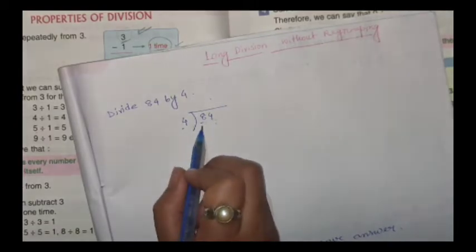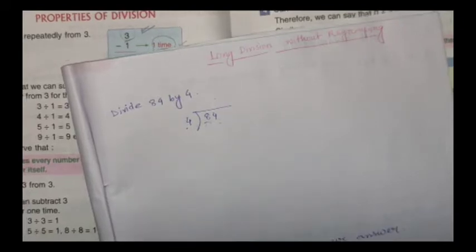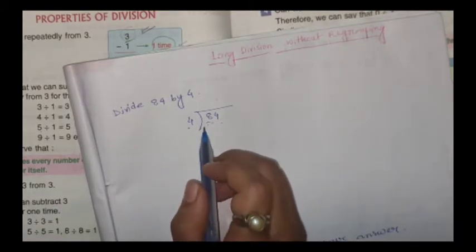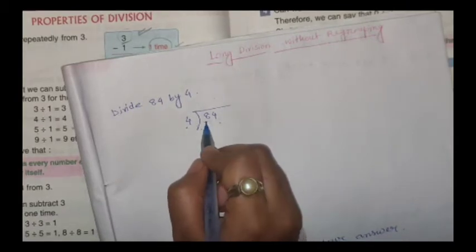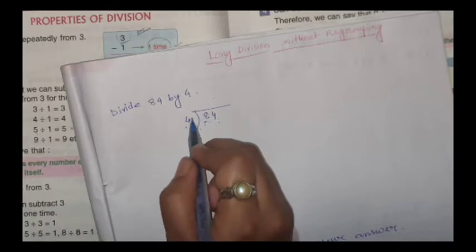Here you can see that there are 8 tens and 4 ones. So remember this, you have to start division from the tens place, or from the left side. From the left side you need to start division. So you can see here 8 tens, 4 ones. So 8 is greater than 4.